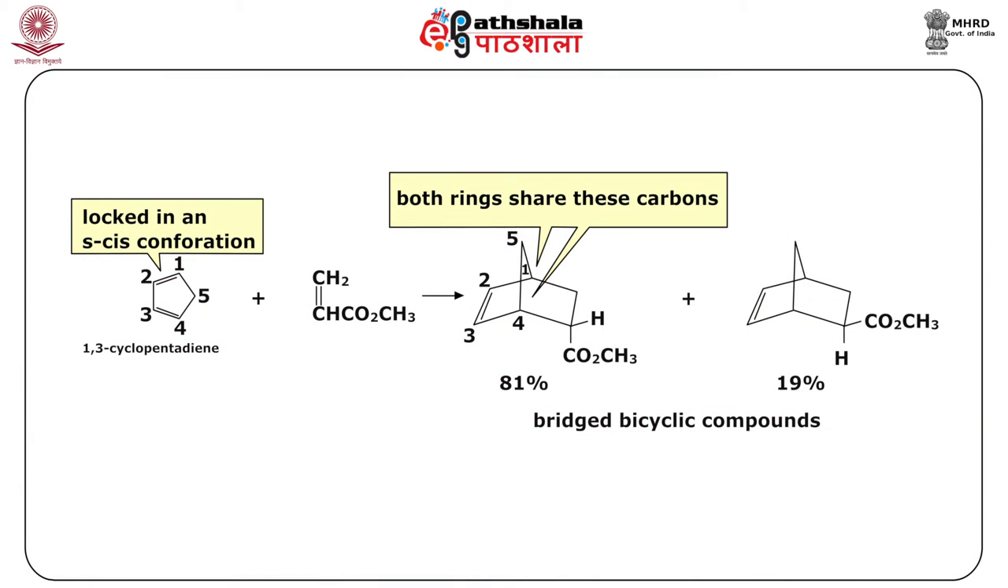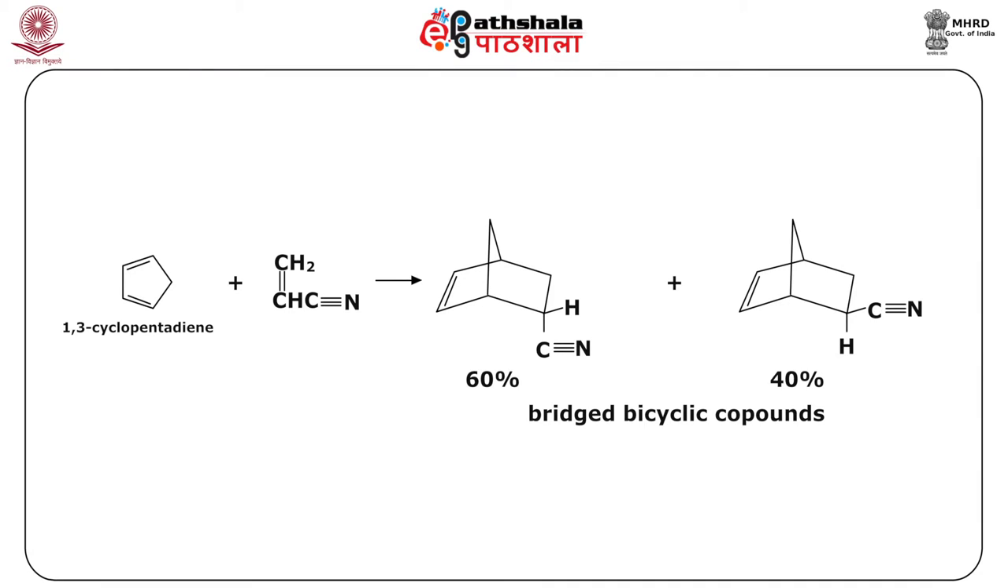We can see 1,3-cyclopentadiene in this S-cis conformation reacts with a propenoate ester, leading to the formation of a bridged bicyclic compound. Both these rings share one carbon atom, leading to the formation of two isomers, one in the cis and the other in the trans position. Similarly, 1,3-cyclopentadiene is also seen to react with propenenitrile, forming two isomeric bridged bicyclic compounds. The formed bridged bicyclic compounds give major and minor products based upon stability.